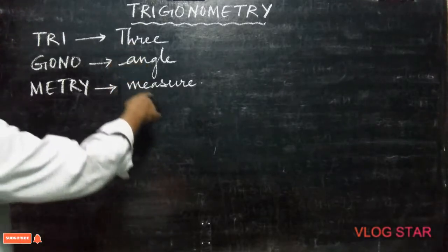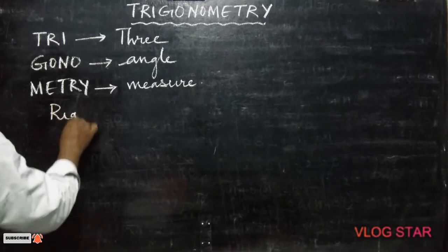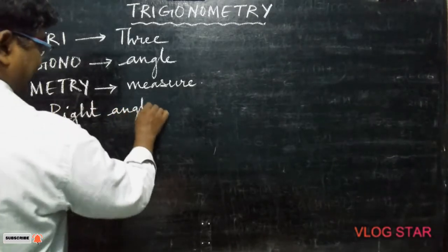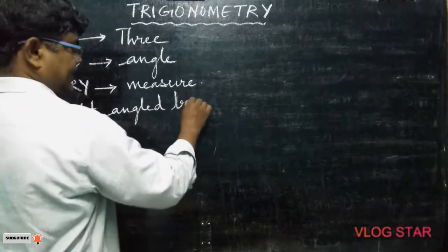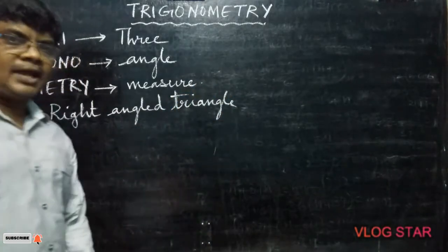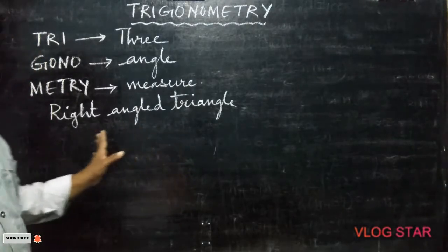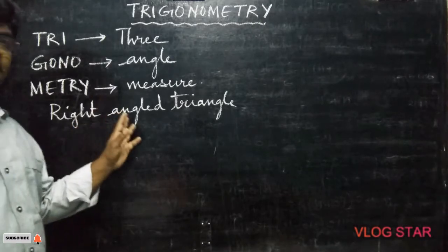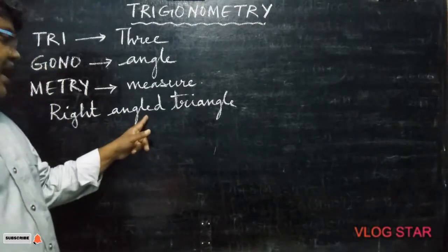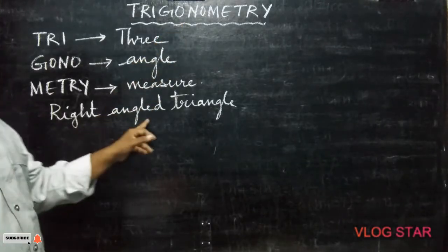We have 3 angles in a triangle. The complete trigonometry chapter is based on the right angled triangle. According to angles, there are acute angle triangle, obtuse angle triangle and right angle triangle. According to sides, there are equilateral triangle, isosceles triangle and scalene triangle. The complete chapter depends upon the right angle triangle.